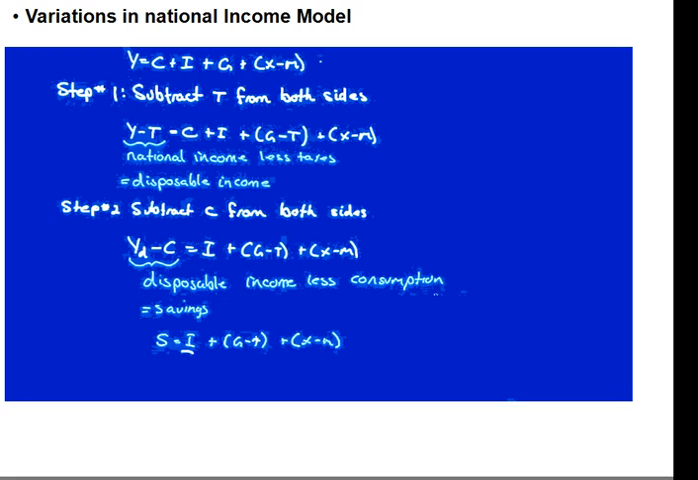So Yd minus C is savings: what the consumers have, and what they consume, and what is left after the consumption is called saving. So we can say Yd minus C is equal to S. So savings is equal to I plus G minus T plus X minus M. It means savings are used by investment, and to fill the government balance if there is any deficit, and to fill the trade balance if there is any deficit.